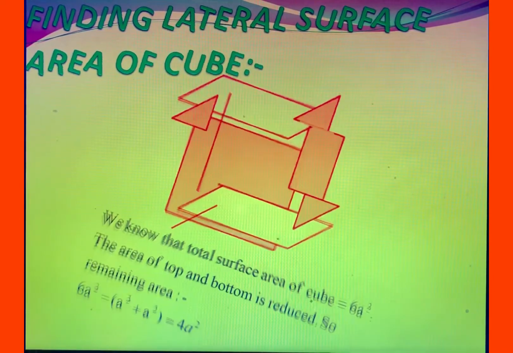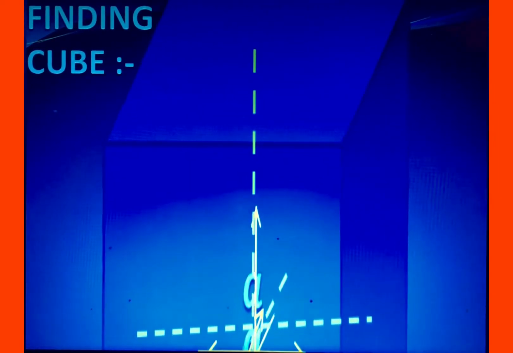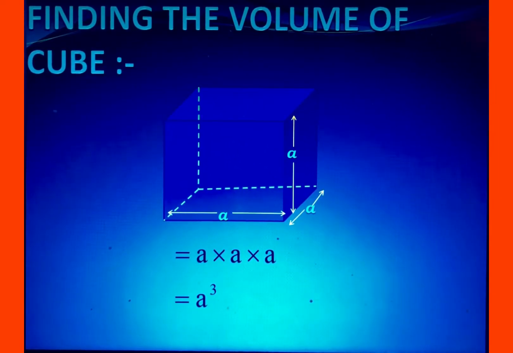Now how can we find the volume of cube? So dear, if all the faces are identical, means length, breadth and height are same, that is length is A, breadth is A and height is A, then we can find the volume of cube is A into A into A, that is A cube, means we can say that side cube, this is the volume of cube, and the unit of volume is cubic units.